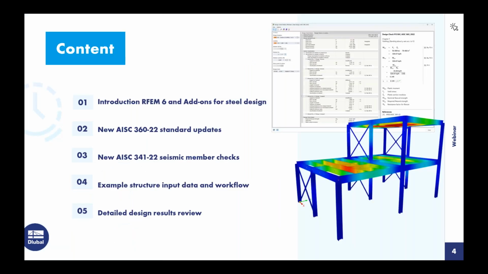As far as the content that we'll cover over the next hour today, I do want to give a brief introduction to RFEM 6 and the available add-ons for steel design. We'll then talk about the relevant updates of the new AISC 360 2022 standard and how they relate to RFEM. And then we have recently added AISC 341, as well as a new standard, the 2022 seismic member checks within RFEM as well. So we'll take a look at our example structure shown over here on the right today to cover these design standards. We'll talk about the input data, the workflow, and of course run both the analysis and the design to take a look at our results.